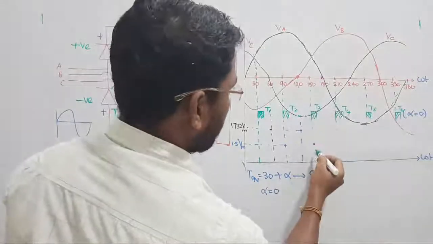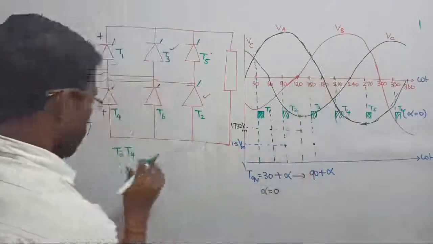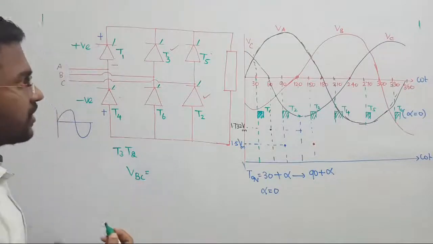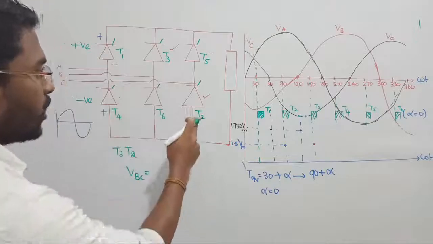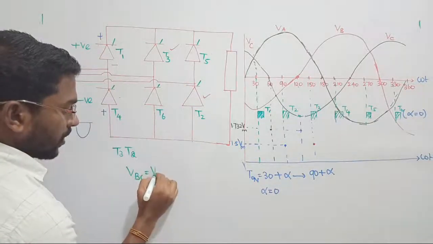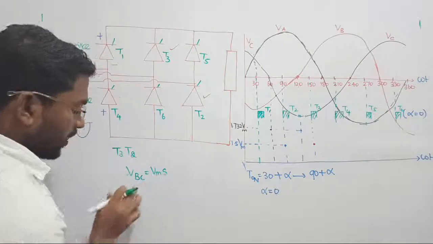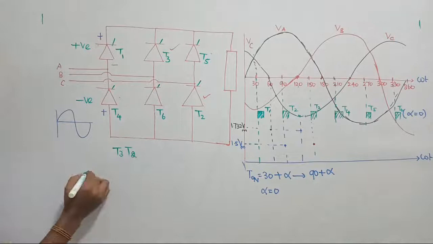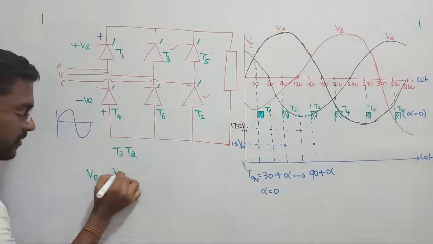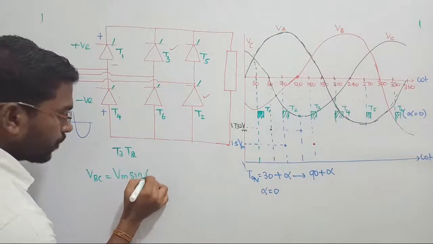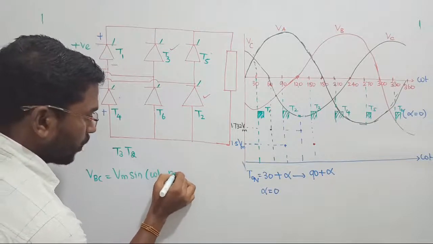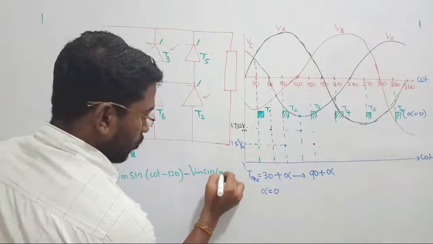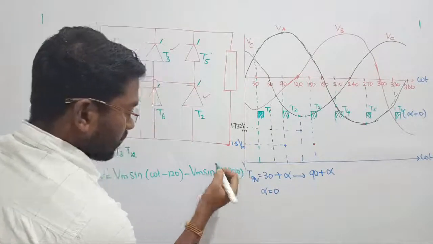We are starting at this point, right? Sorry, I meant to say this is T2 only. So VBC. We are going to consider VBC. Train number T3, train number T2, T2 VC, right? So shall we write? It can be written as VM. See, I don't have space here. Let me slightly extend. Let me write here. VBC can be written as VM sin omega t plus minus 120 minus VM sin omega t plus 120 degree. Shall we proceed now?